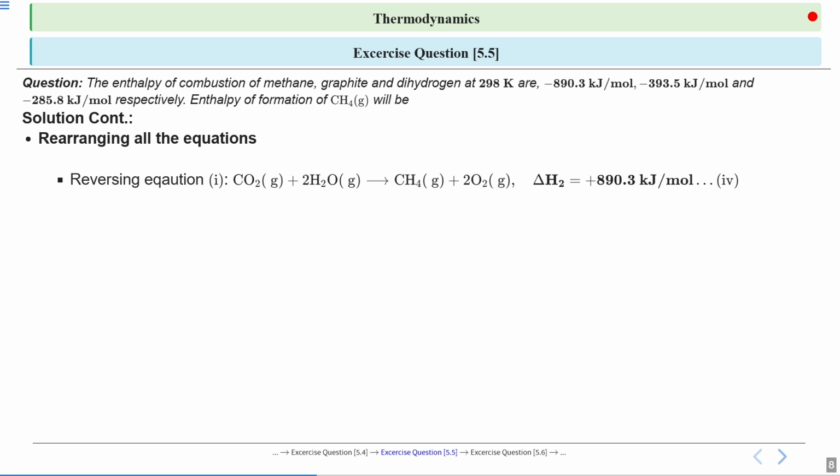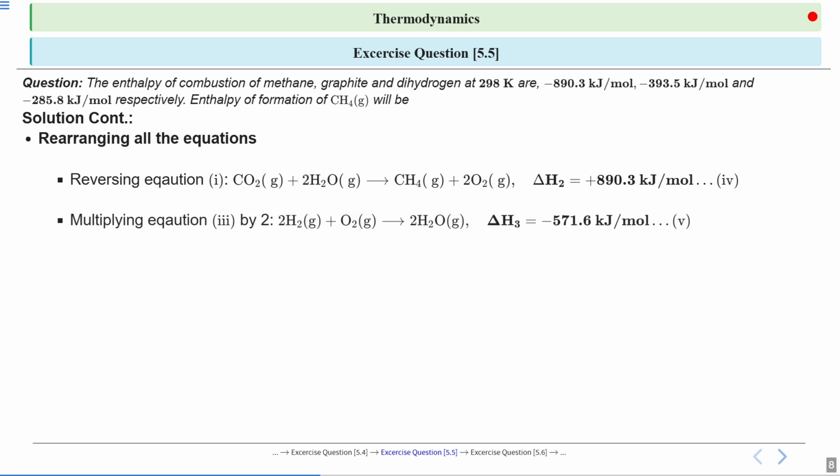And upon reversing the equation, what will happen? To the enthalpy change, it will also reverse its sign. So now we will have the enthalpy change for the reversed reaction, I would say, and it will be 890.3 kilojoule per mole with a positive sign. Mark it as equation number 4.